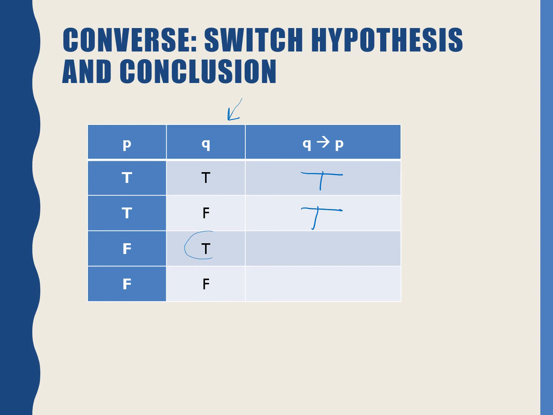When our Q is true and our P is false, because I've switched this and the T has become the hypothesis and the F has become the conclusion, my converse is going to be false at this point. Okay, and then because both the Q and the P are false, this is going to be a true statement. So we did it backwards, but again, the only time it's going to be false is if this is true and this is false. Okay, that's the only time it will make it a false statement.